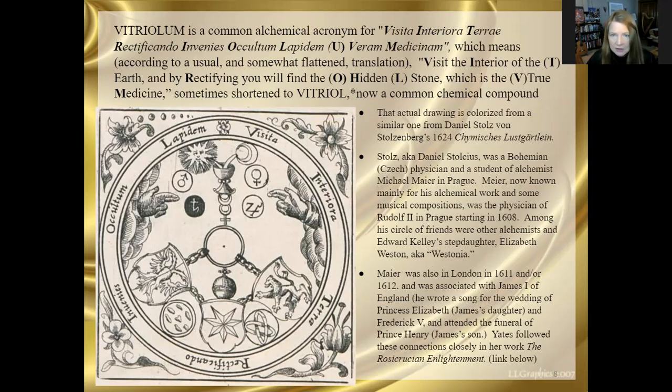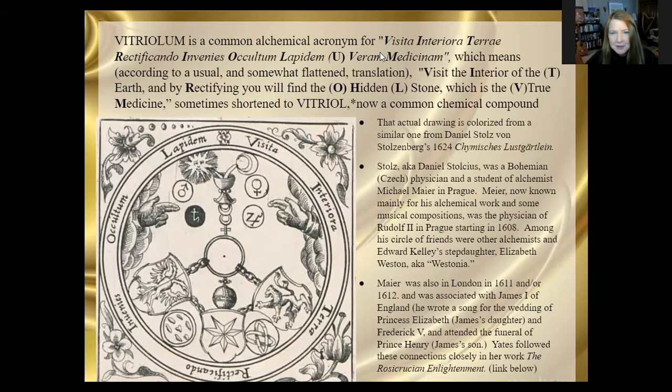Yeats follows all these connections through in her book, The Rosicrucian Enlightenment, and I'll drop in the link to that below. And so that is where she is in part tracing her Yeats thesis of the influence of the Monas Hieroglyphica on to the Rosicrucian movement. So let's go back to Basil Valentine. He is a fascinatingly strange non-individual.